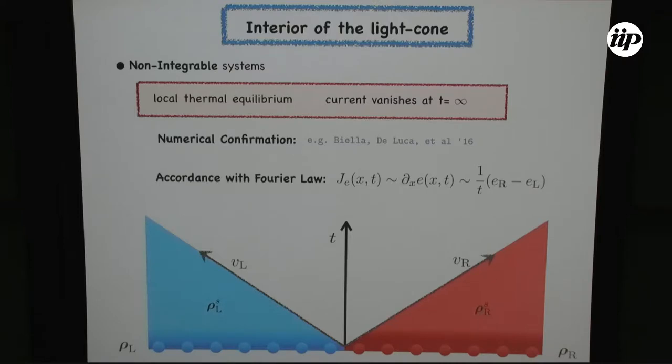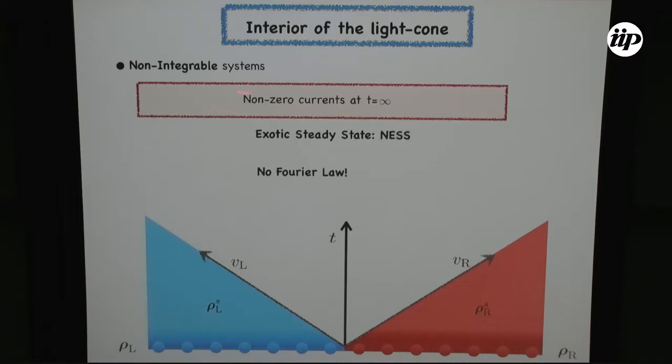Instead, for integrable systems, what I just said is not true. There can be exotic steady states, basically those GGEs I was describing before. So there can be some position-dependent GGE inside this light cone here, and so this allows for the presence of non-zero currents, and there is no Fourier law in here. Okay. So basically, this is what should convince you that studying this kind of setting in integrable models is interesting, because there will be some non-trivial currents to compute.